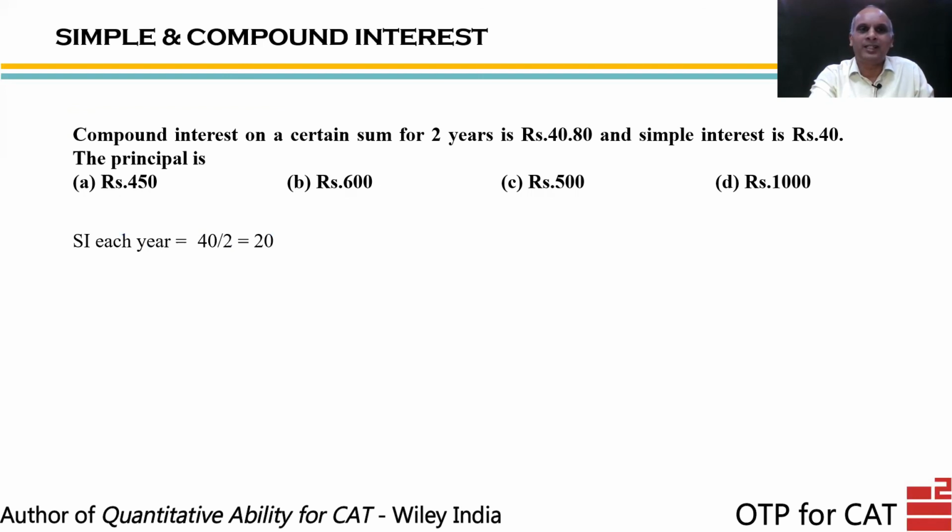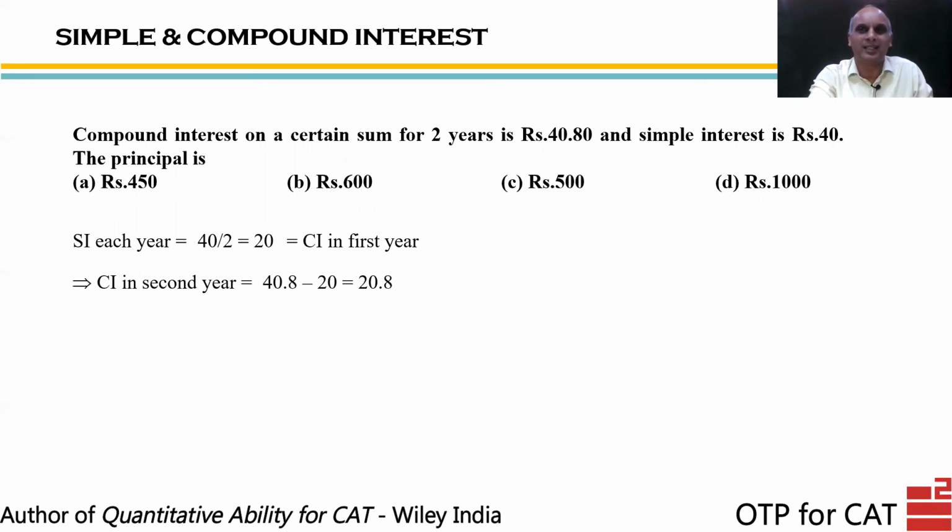Now, if SI every year is 20 rupees and we are given that CI in 2 years is 40.8, can I say CI in the first year is same as SI in the first year or SI each year for that matter? Of course. So we now know that CI in the first year is 20 rupees. But we are also given that CI in 2 years is 40.8. So CI in the second year will be what? Difference of 40.8 and 20. That gives me 20.8.